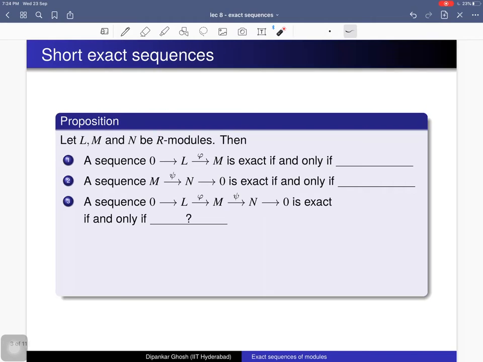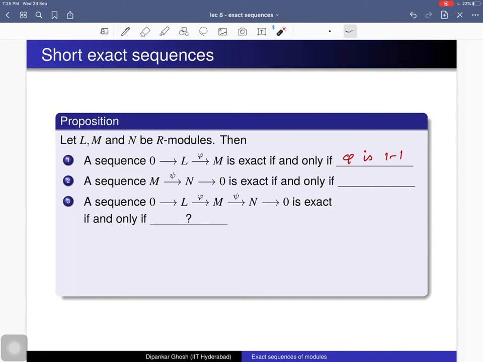Here you consider this sequence. This sequence is exact if and only if we have some condition on this map phi. It is exact, that means the image of this map should be the same as the kernel of the next map, but what is the image of this map? It is just 0. So, if it is exact, the kernel of this map should be 0. So, I should write that this kind of sequence is exact if and only if phi is one-one, or injective.